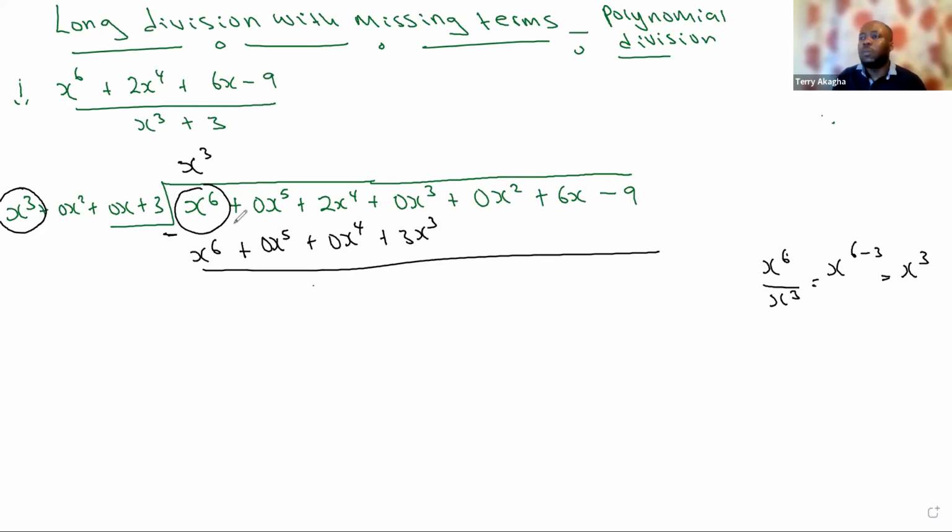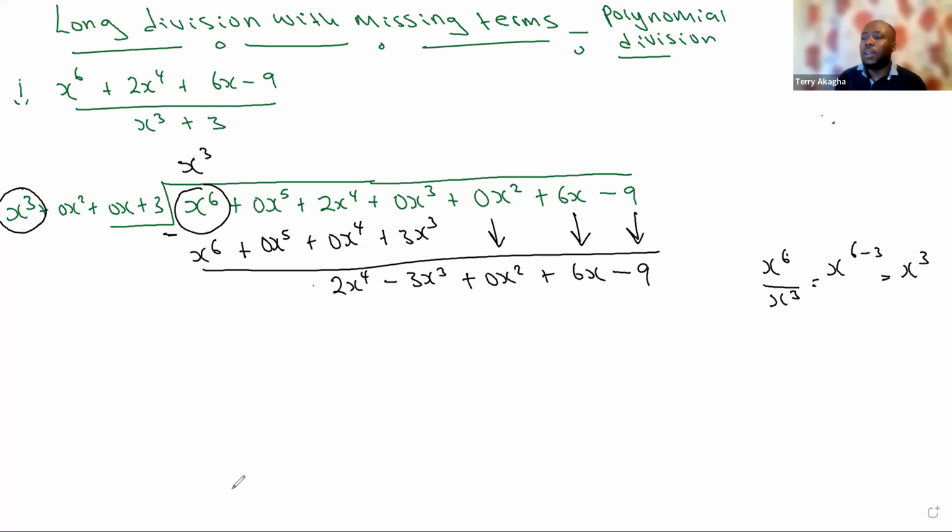Then you subtract. This gives you 0. This as well gives you 0. 2 minus 0 gives you 2x^4. 0 minus 3 gives you minus 3x cubed. Then you bring down the rest here. So we're going to have 0x squared plus 6x minus 9.